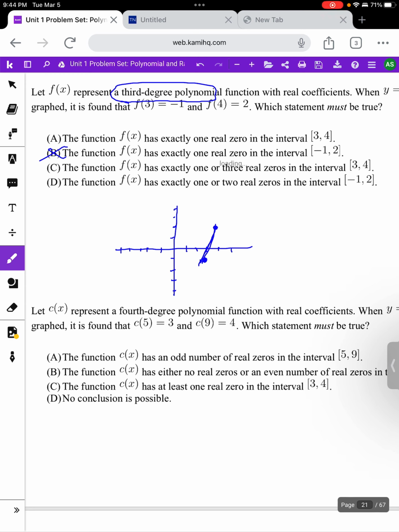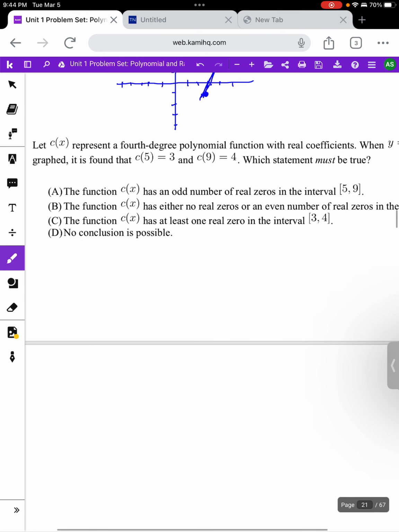The function f of x has exactly 1 or 3 real zeros in the interval. I like that answer better because it's either 1 or 3. Well, we know it's got at least 1 because it has to cross over, but maybe it does have more than 1. And it can't have 2 because it's a third degree polynomial. So it either has 1 or it has 3. The function f of x has exactly 1 or 2. How do you have exactly 1 or 2? That doesn't even make sense. C is the correct answer.